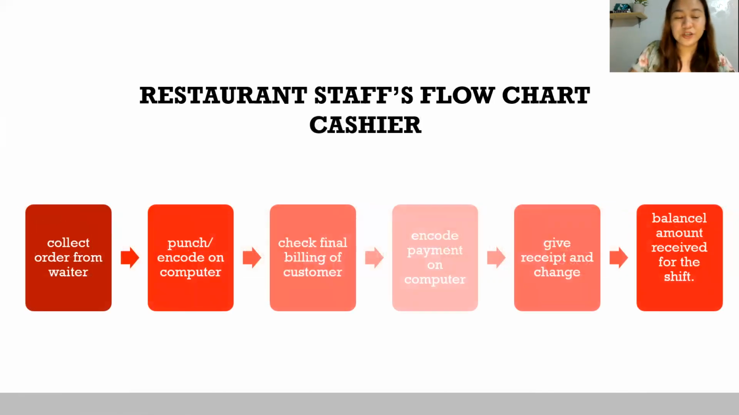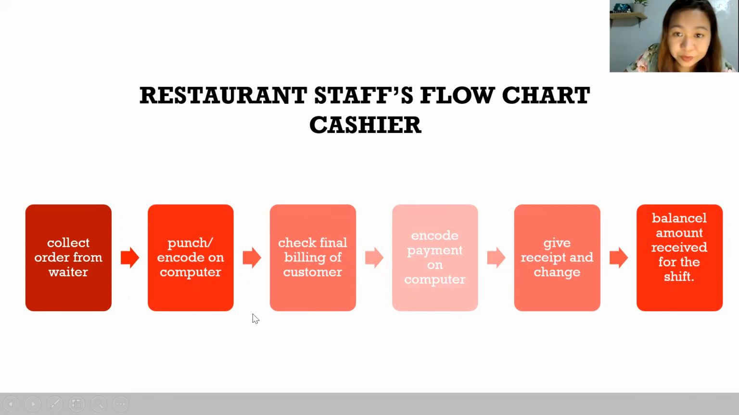Okay, how about the cashier? So usually, the cashier collects the order from the waiters kasi ipapunch nila or they will encode it sa computer so that alam nila kung ano yung mga orders ni customer. Kasi sa end, before they would check the final billing ni customers kung saan bigay ni waiter kay customer at i-collect yung amount. And then, tsaka niya i-encode sa payment sa computer and ibibigay niya yung receipt and if there is a change, ibabalik niya. So, at the end, the cashier should balance the amount received for the shift.